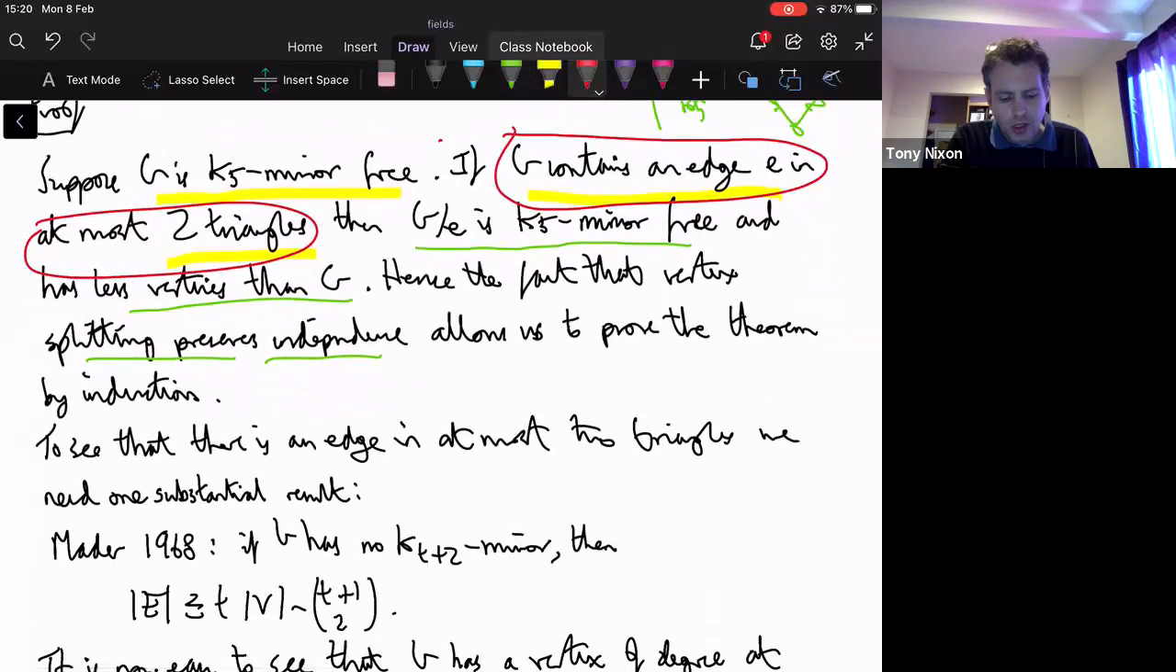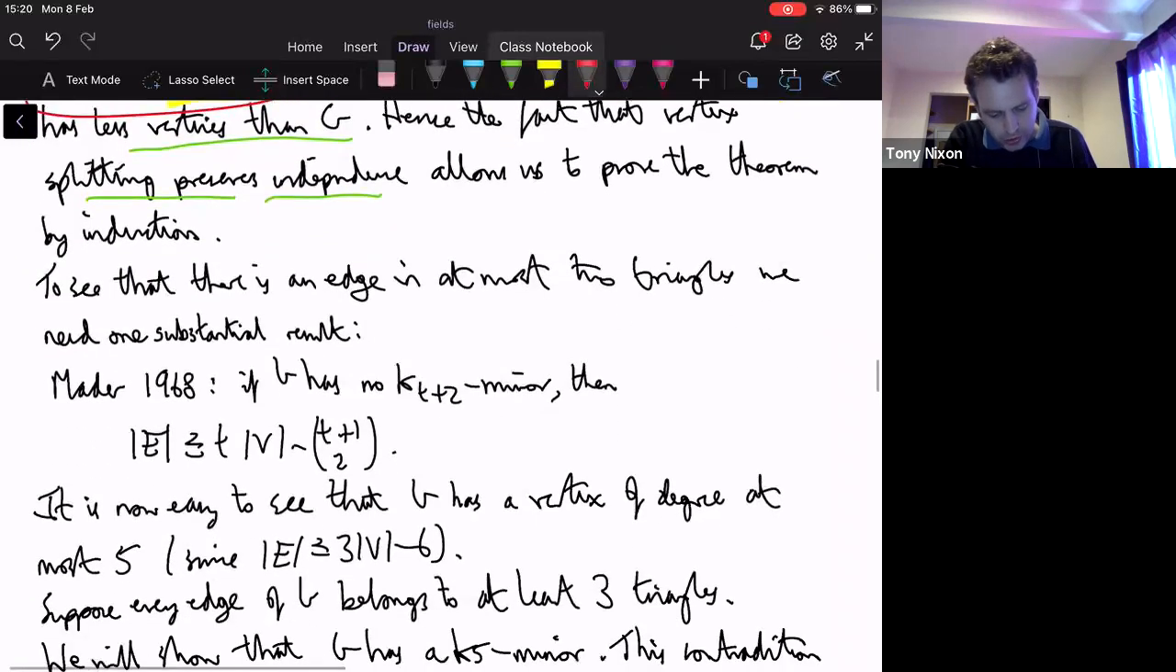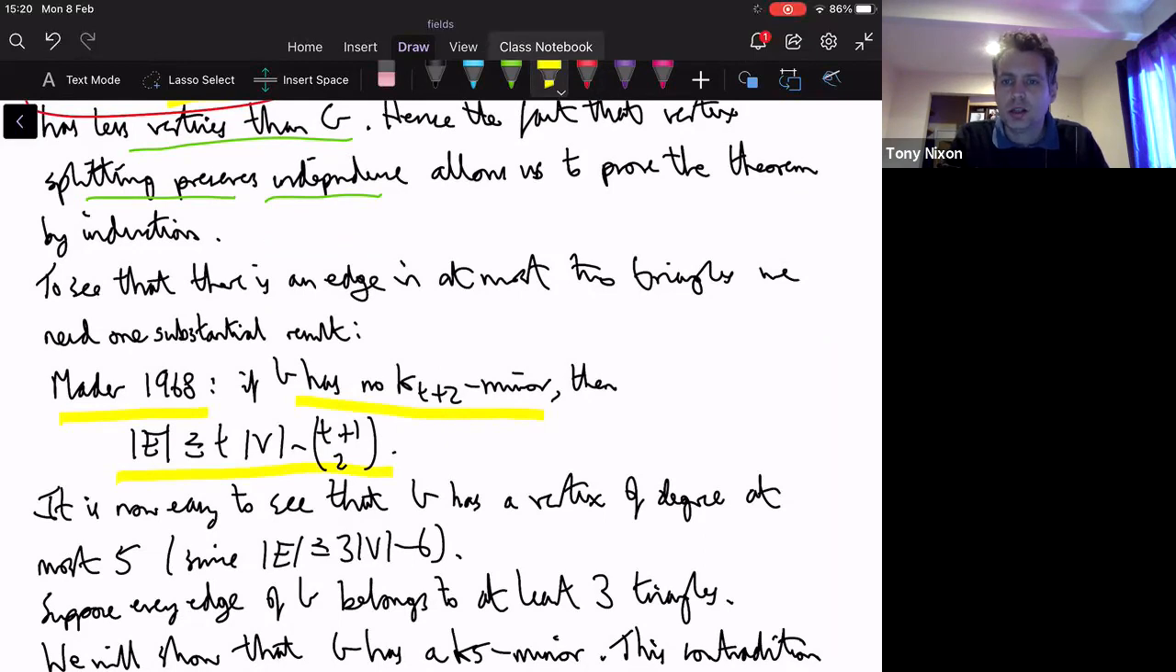This is the hard part, but it's also the part that goes wrong in higher dimensions. So it is worth checking why it's true. Let's go through that in a bit of detail. We're going to need one theorem. The theorem we'll make use of is due to Mader in 1968. He proved that if a graph has no K_{t+2} minor, then the edges are at most exactly what you expect in the d-dimensional count. So we know if G has no K5 minor, then e is at most 3v minus 6. So we're definitely sparse, so we have a chance.